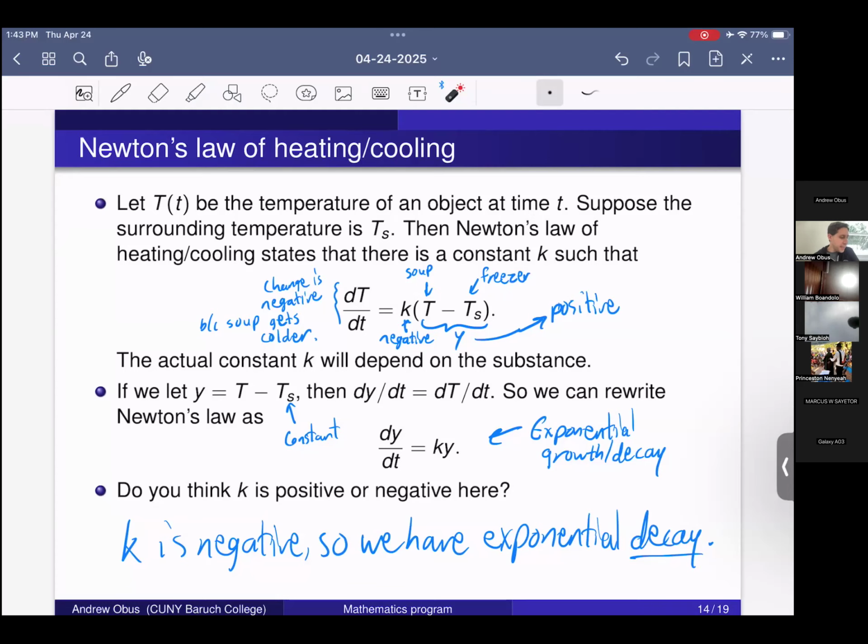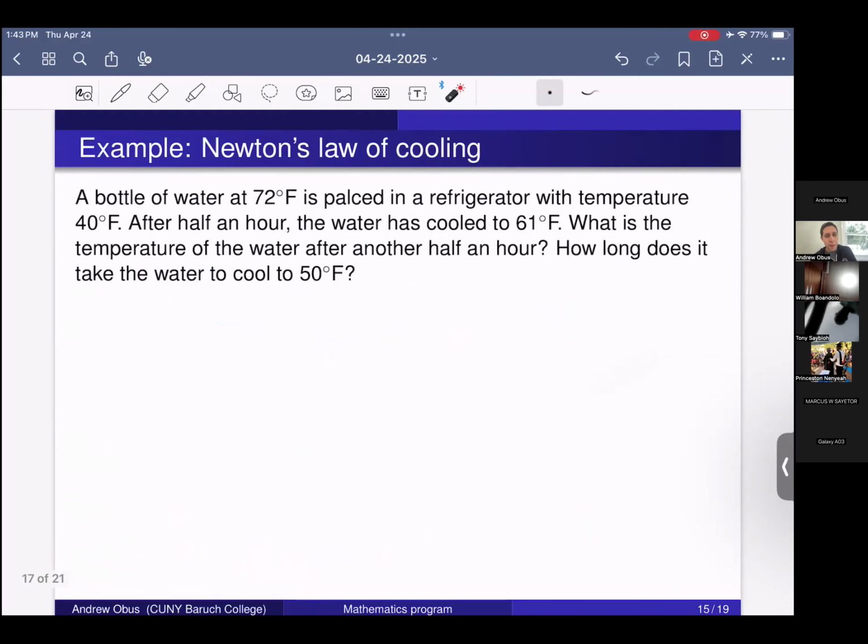So let's look at this with an example. Okay, so we have a bottle of water that's 72 degrees Fahrenheit, and it's placed in a refrigerator with temperature 40 degrees Fahrenheit. After half an hour, the water is cooled to 61 degrees Fahrenheit. And the question is, what is the temperature of the water after another half hour? And then how long does it take the water to cool to 50 degrees Fahrenheit?